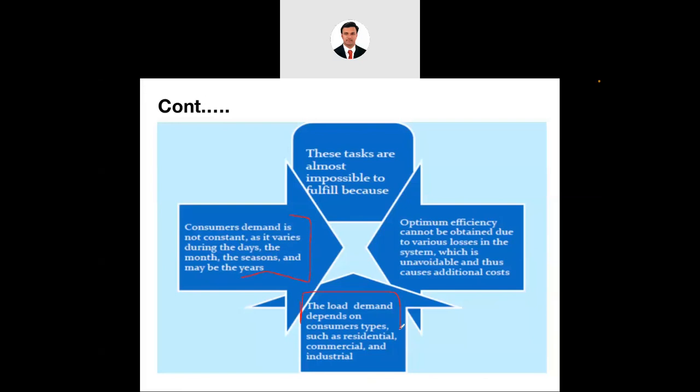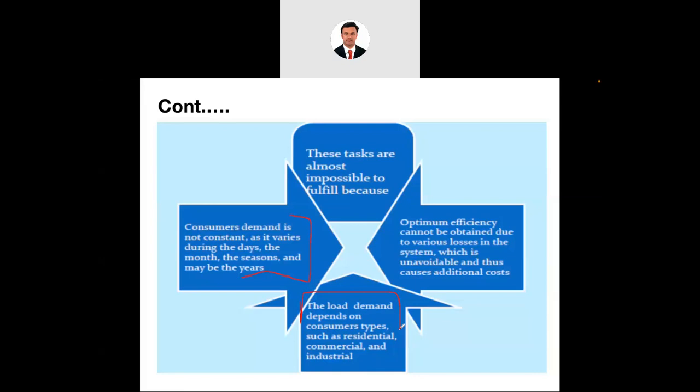Okay, if you look at the residential consumer, it will require less power when compared to the industrial or commercial type of consumer. The industrial type of consumer requires different power. Agriculture-based consumers require different power. Okay, each demand is different.